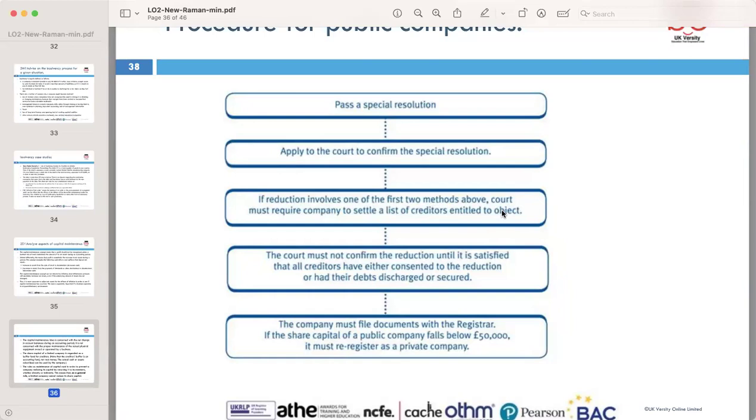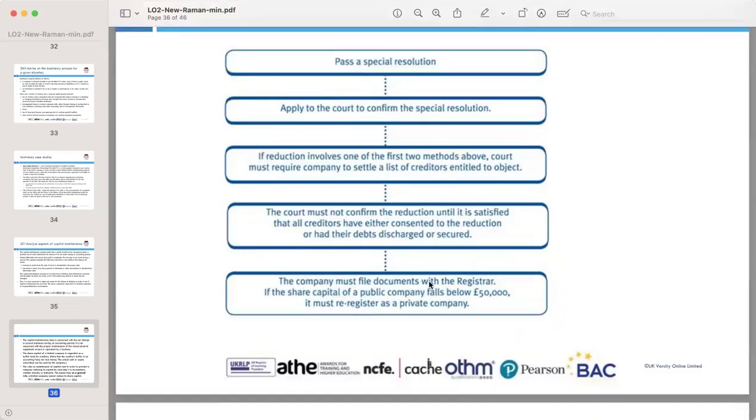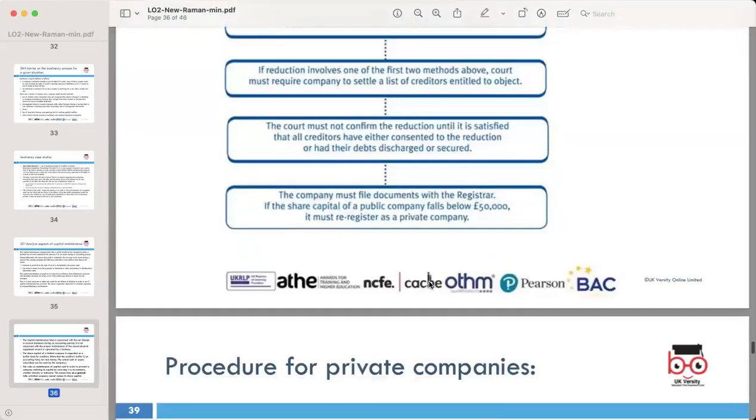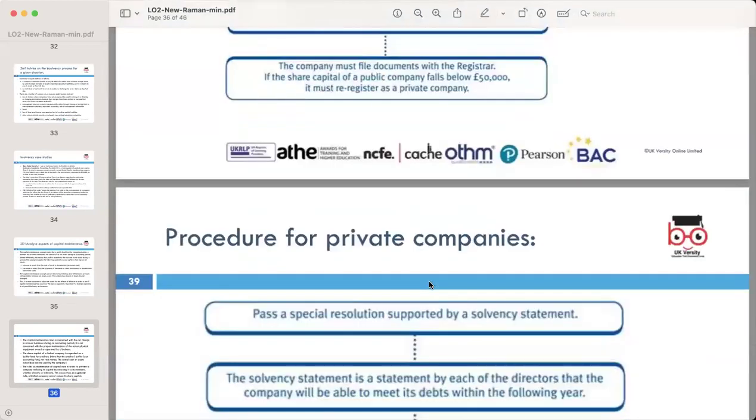The court requires the company to settle a list of creditors entitled to object. Also, the court must not confirm the reduction until it is satisfied that all creditors have either consented to the reduction or had their debts discharged or secured. The company must file documents with the registrar. If the share capital of a public company falls below £50,000, it must re-register as a private company.